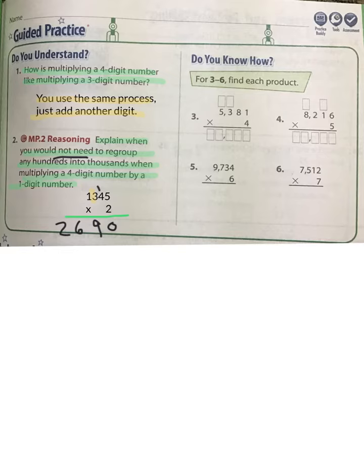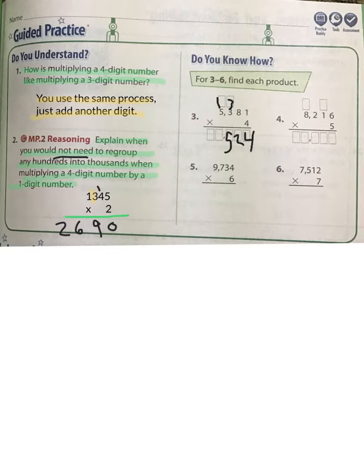Number 3, 5,381 times 4. We know 1 times 4 is 4. 8 times 4 is 32. So write down the 2 and regroup your 3. Then we are going to multiply. 4 times 3 is 12, plus 3 more is 15. Write down your 5 and regroup your 1.